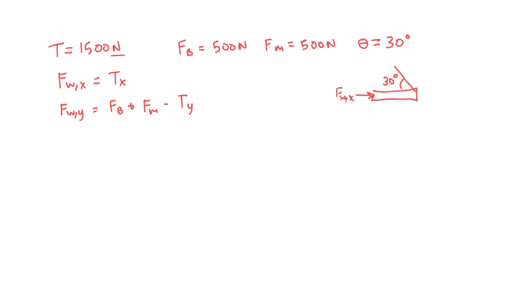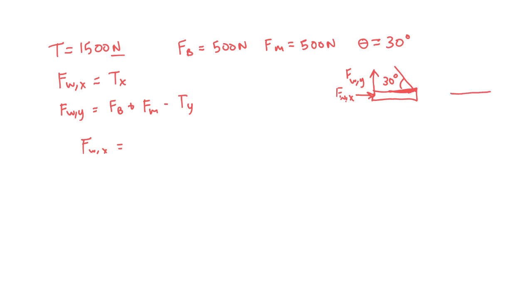Fwx, is equal to the tension in the x direction, and then the force on the wall in the y direction is equal to the force of the bar itself plus the force of the mass minus the tension in the y direction. Okay, so let's figure out the force of the wall in the x direction is equal to Tx. Tx is this component right here.